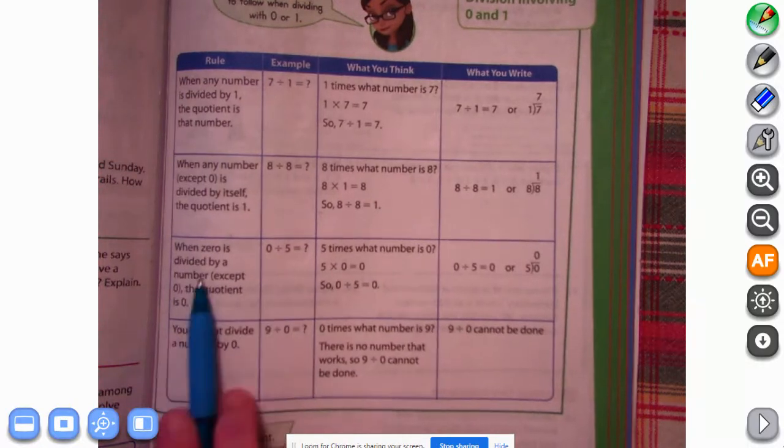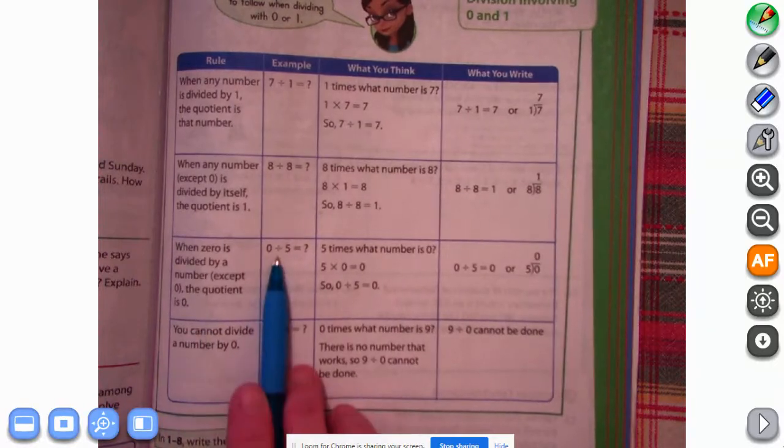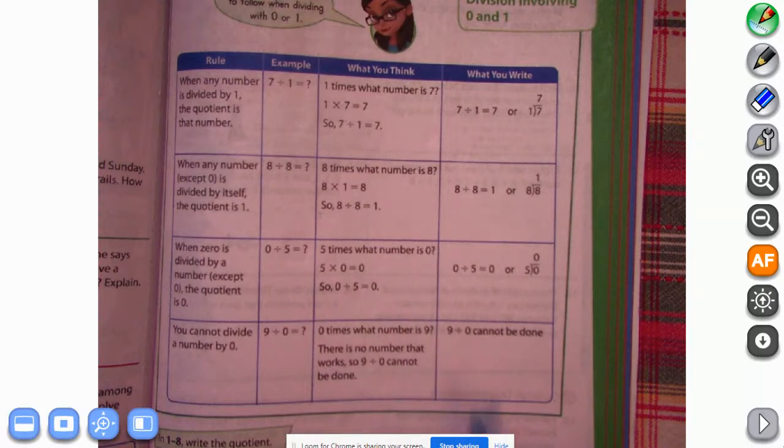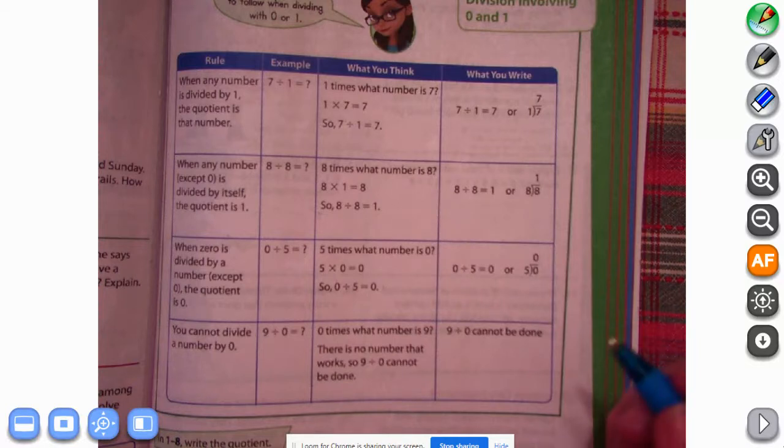Next one is when 0 is divided by a number except 0, the quotient is 0. 0 divided by 5 equals what? 5 times what number is 0? 5 times 0 is 0. So 0 divided by 5 is 0. Okay, you can write both of those there.